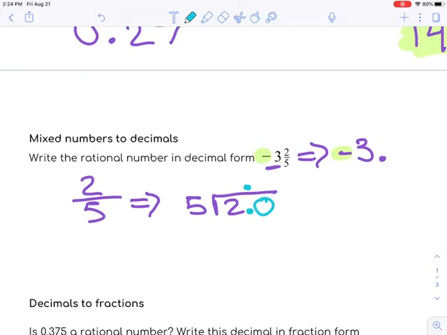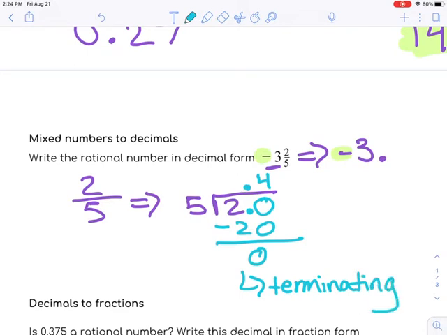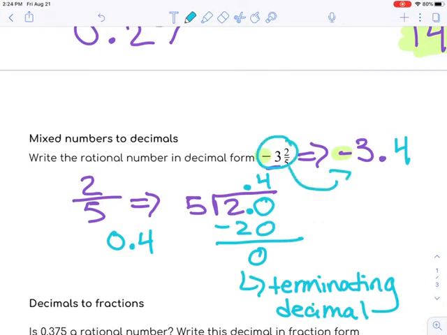How many times does 5 go into 20? It goes in 4 times, and 5 times 4 is 20. So there's nothing left over. When there's nothing left over, this is a terminating decimal because this decimal ends. There's nothing coming after it. So now I'm done. I know 2/5 can be written as 0.4. And so I'm going to tack on that 0.4 over here. So 3 2/5 in decimal form is -3.4.